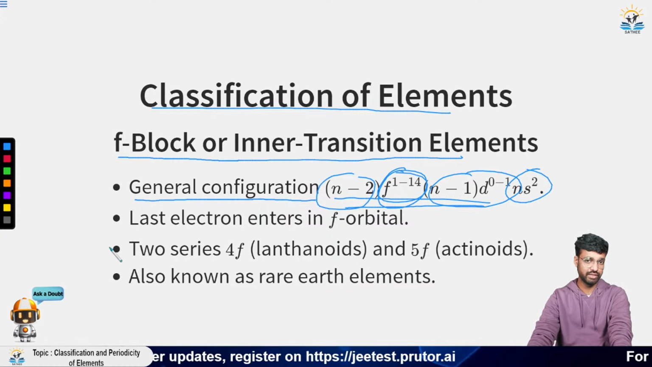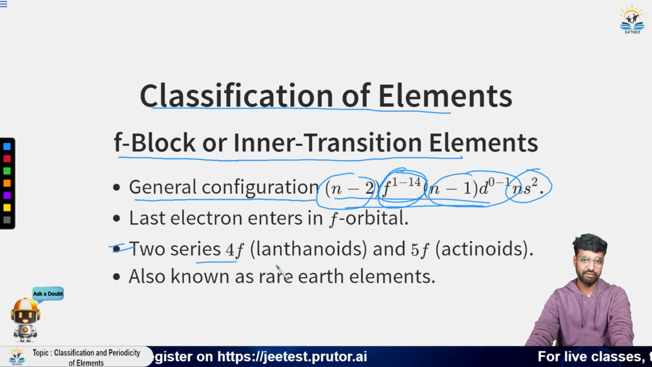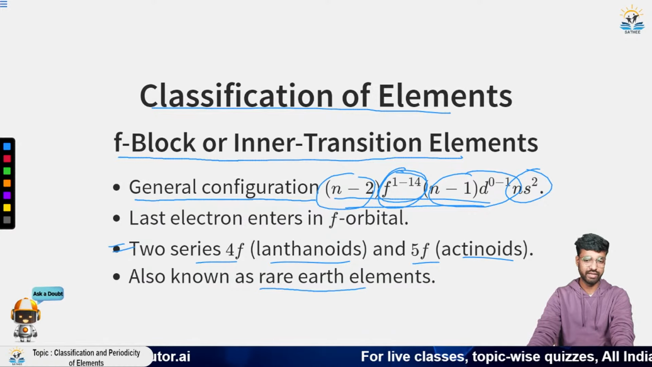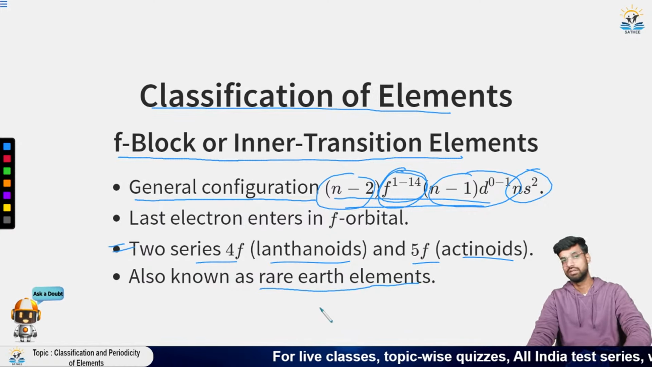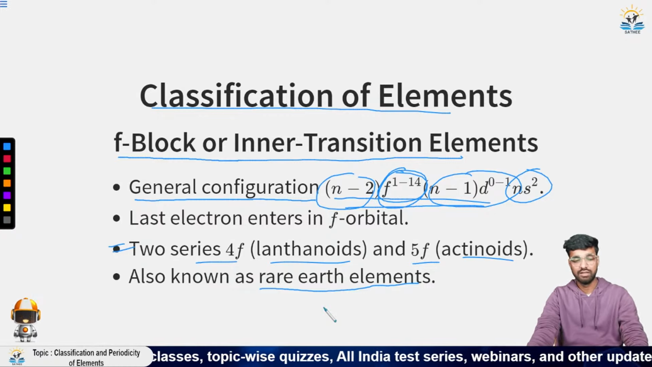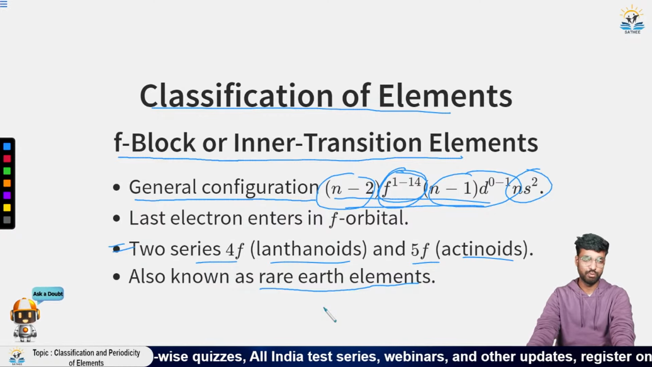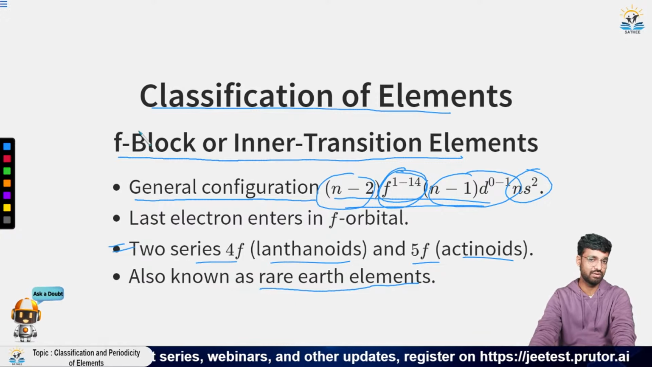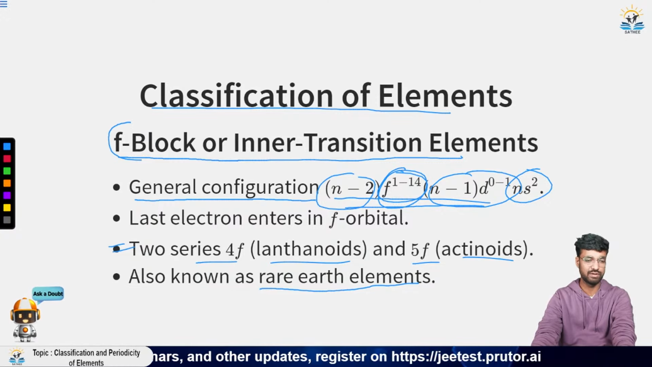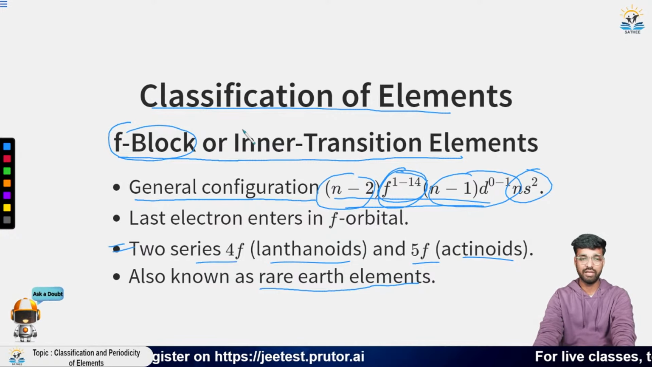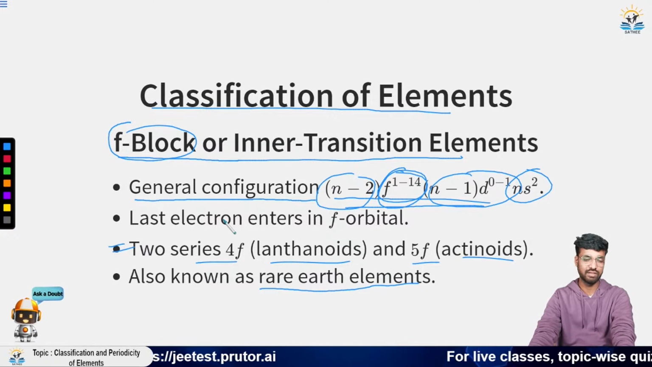Now we have these two series called 4f for lanthanoids and 5f for actinoids, and they're also called rare earth elements. If you consider the F block from a modern point of view, it has a very broad scope of research. Many researches have been going on in these F block elements. That must be a topic for another day. I'm just giving you an idea of why we are studying this chapter.